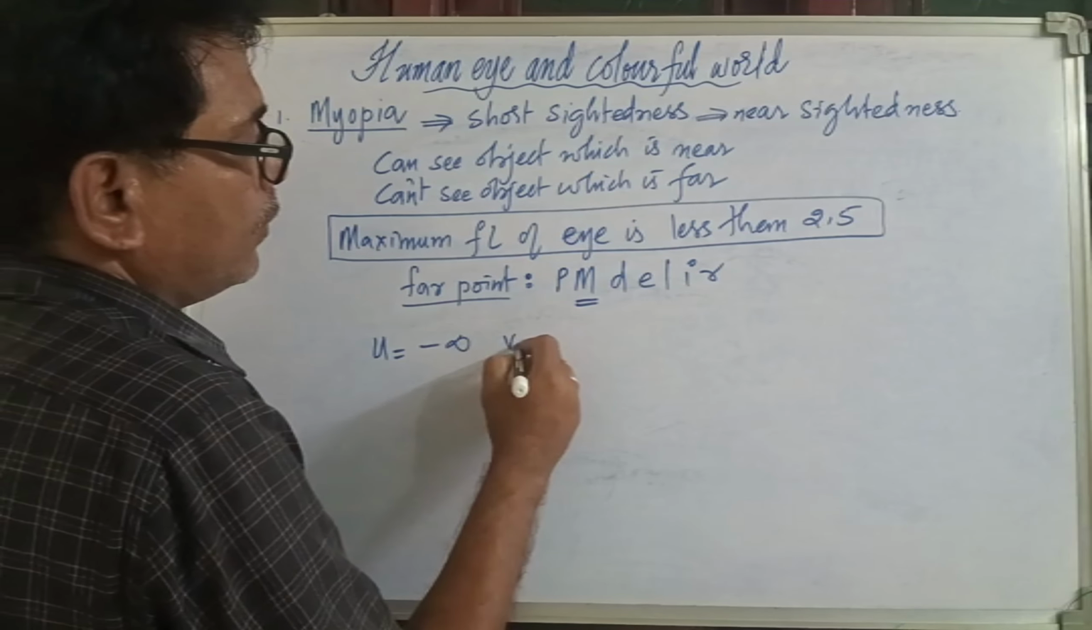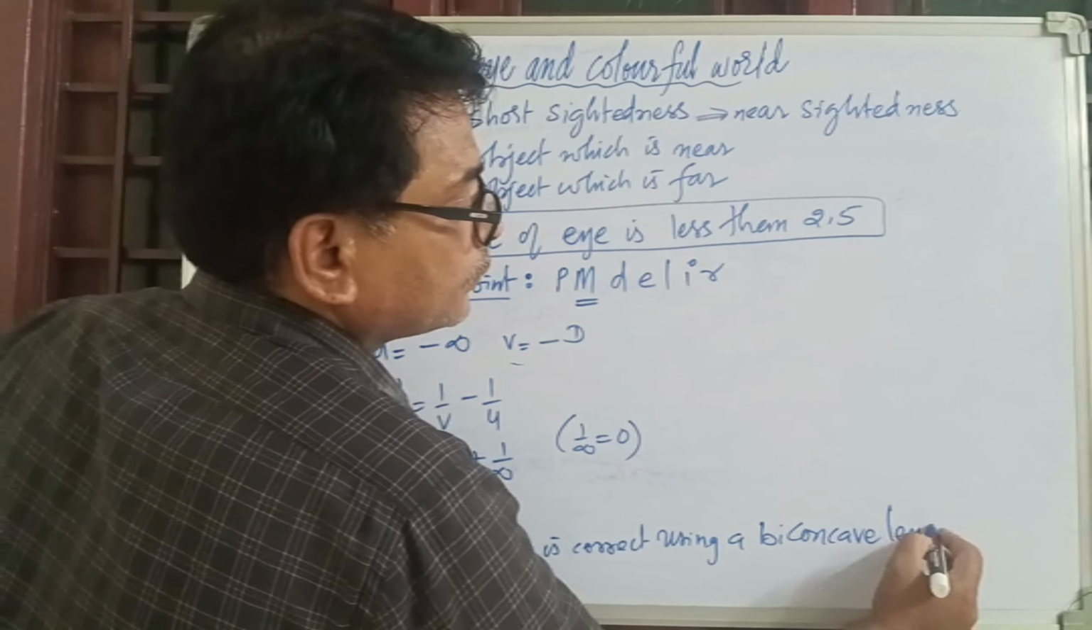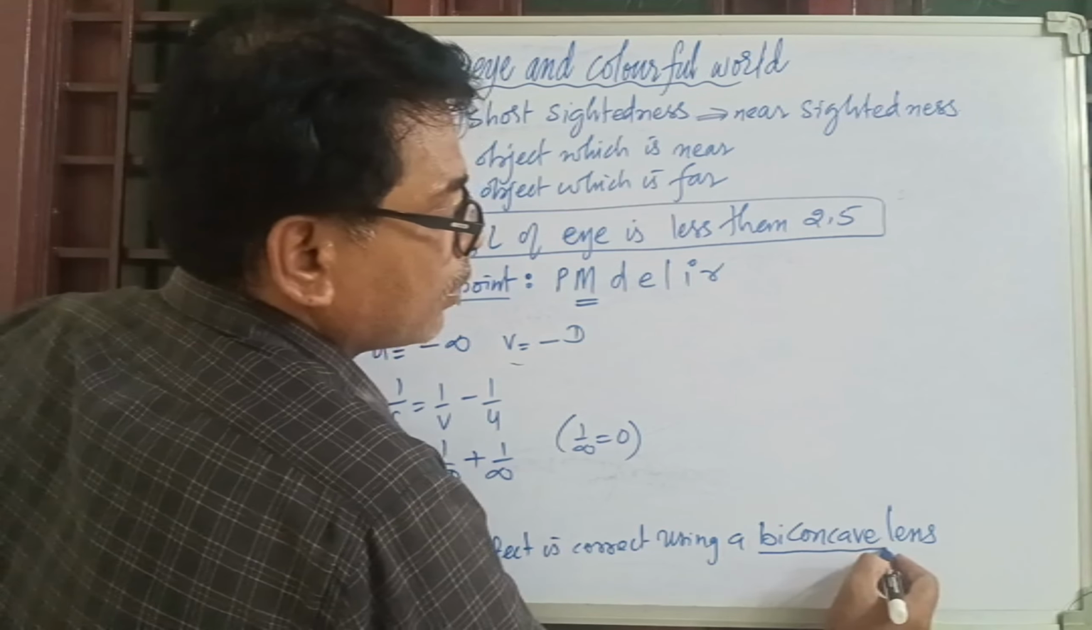Now you all know focal length is negative for a concave mirror. Convex mirror focal length is positive. Therefore this defect is corrected using a biconcave lens. Biconcave lens. Why biconcave? Because focal length you got it as negative. Negative focal length is for biconcave lens. This is something about myopia.